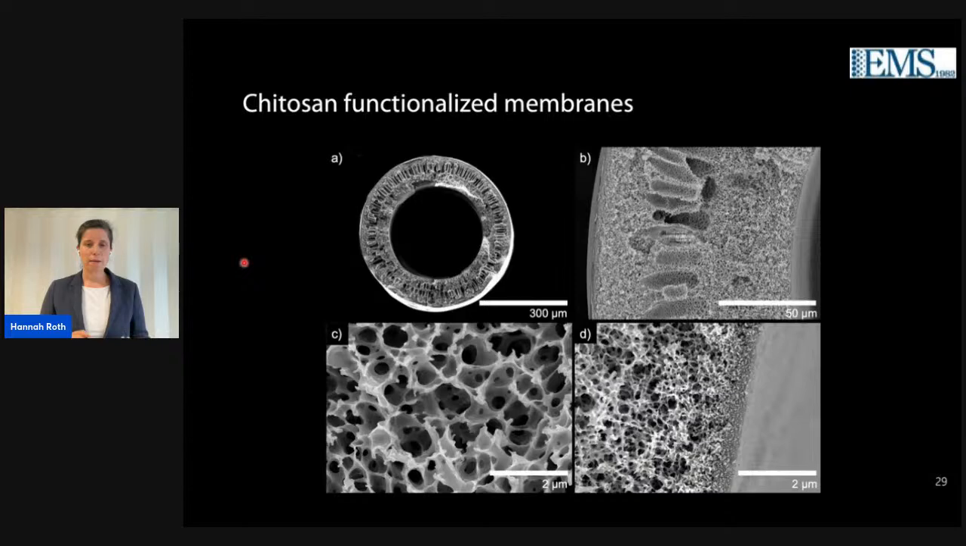So you can see, when adding chitosan to the polymer solution, we still can get a porous structure, an open porous structure, a typical hollow fiber shape. So this was the proof of concept that we can use chitosan as an additive, and that it does not affect the phase inversion and the spinning process.